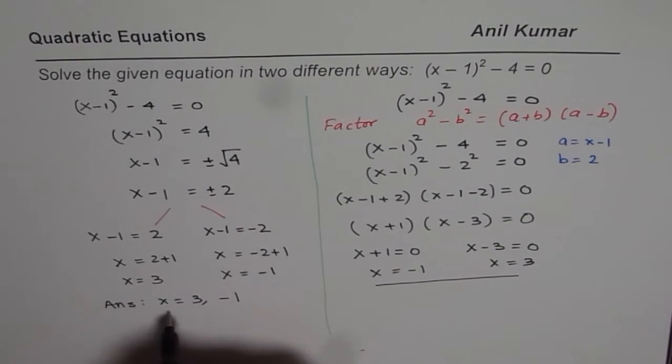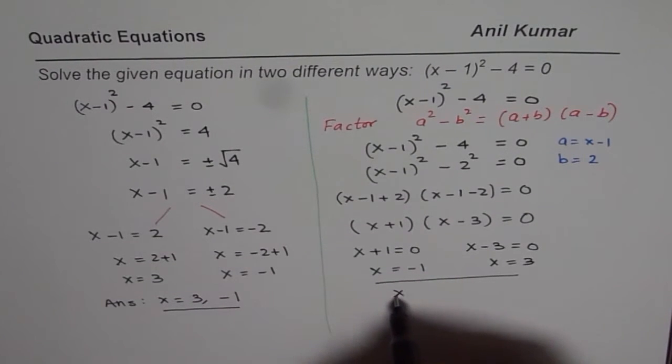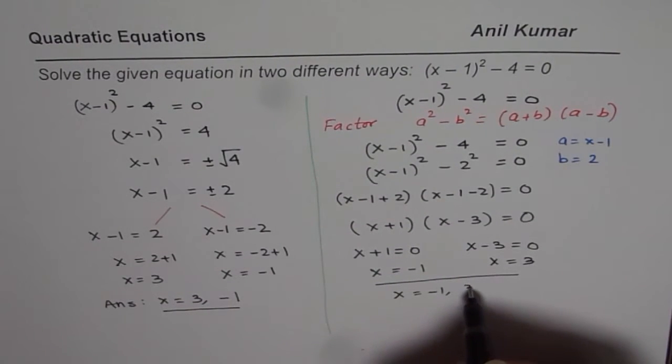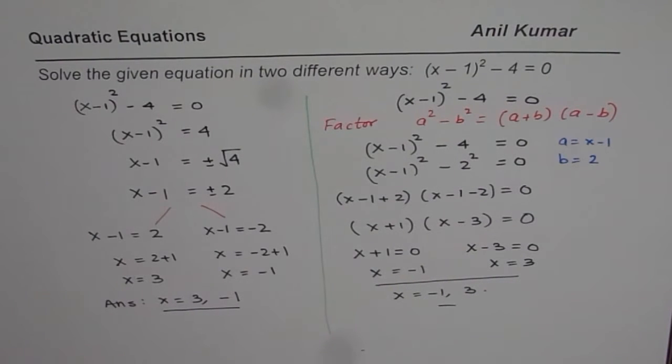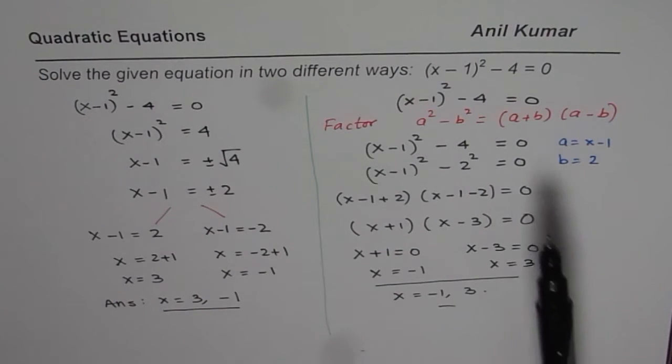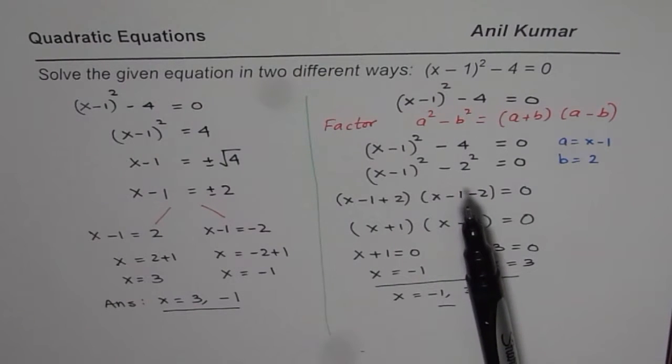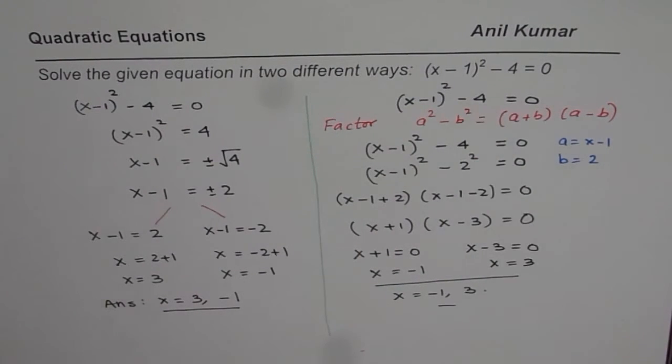So you again get the same answer. Your answer is x = −1 or 3. You see how easily using factoring we have solved it. Now this technique of factoring cannot always be applied. Since this was a perfect square, it was relatively simpler to do factoring and we got a result. But if you have a number like 5 or 7 or some other number which is not a perfect square, it may not work out so easily, right?